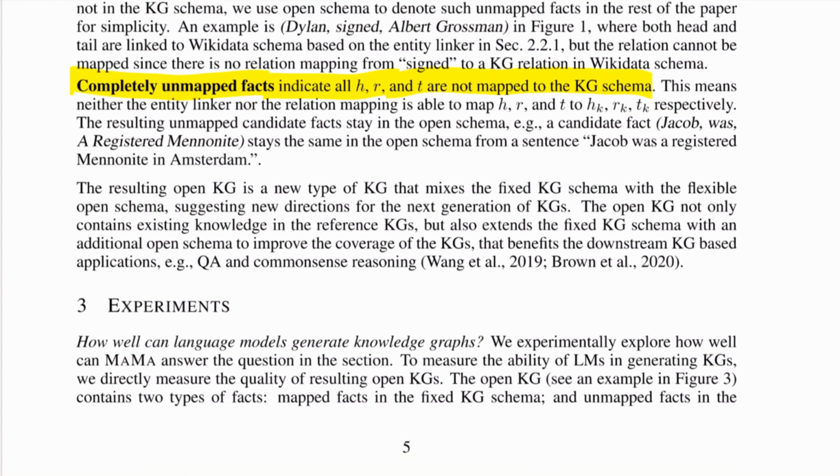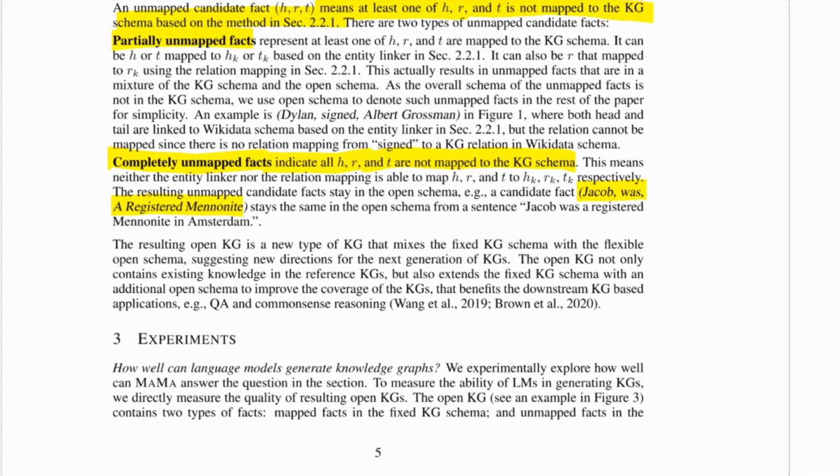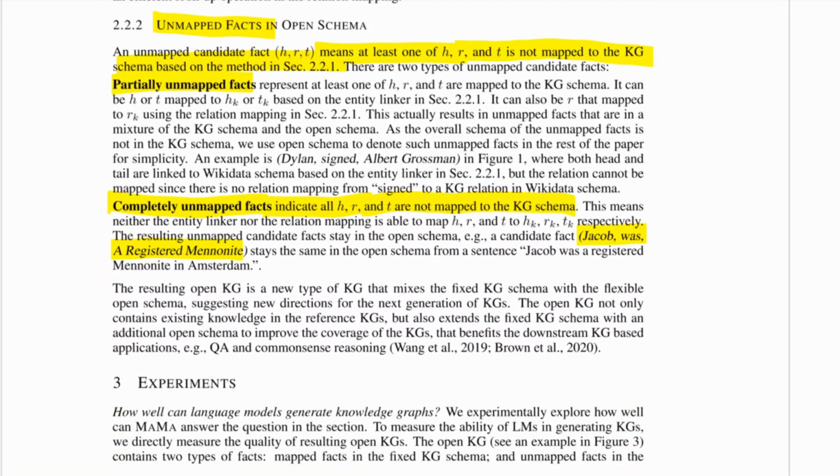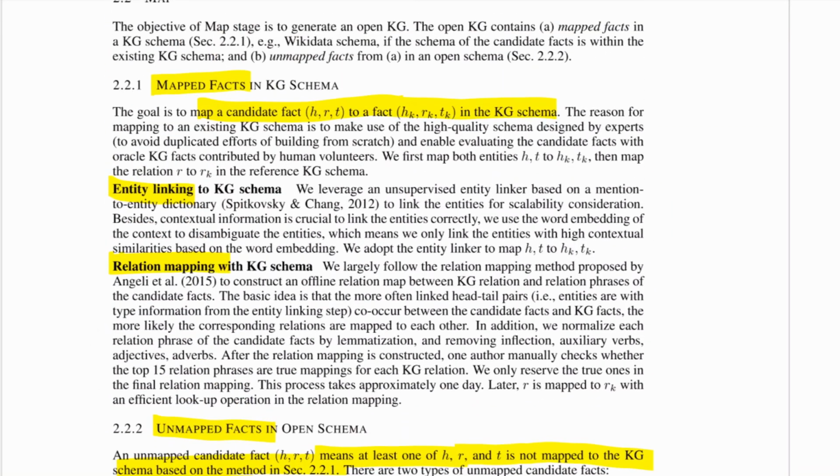Okay. For example, Jacob was a registered Mennonite. Now here, they say they have these different facts, and it's a cool thing if a model like this can actually come up with new facts. Not only new mapped facts, which is something you would expect, right? If humans provide some kind of a schema, then build a knowledge graph, this is never complete. So if you can automatically fill in missing facts, that's very, very cool.